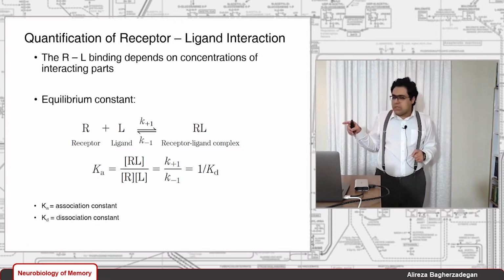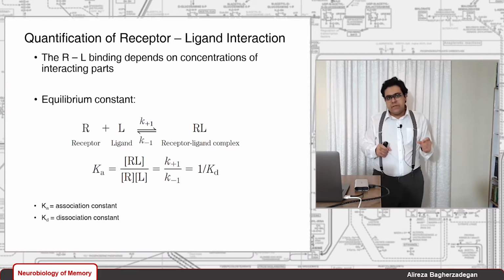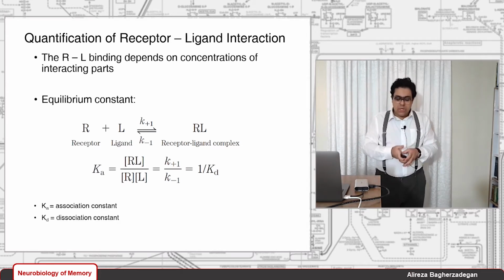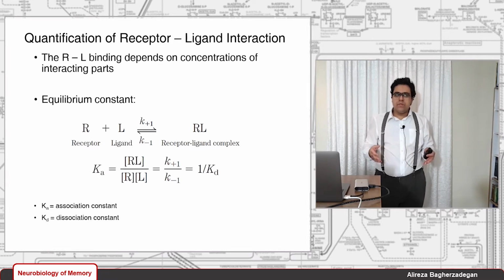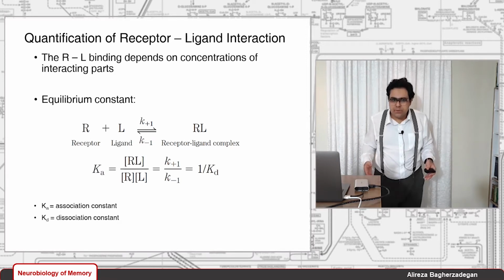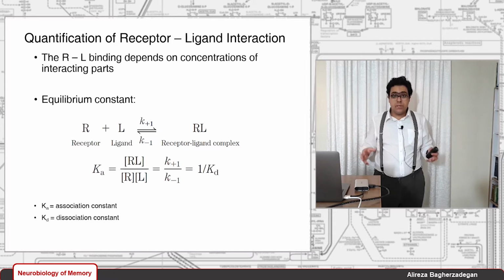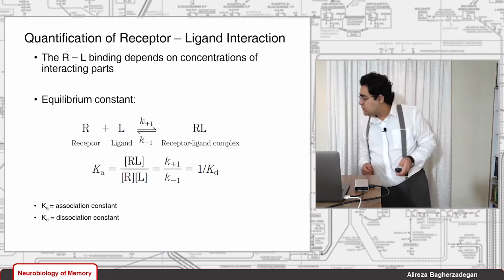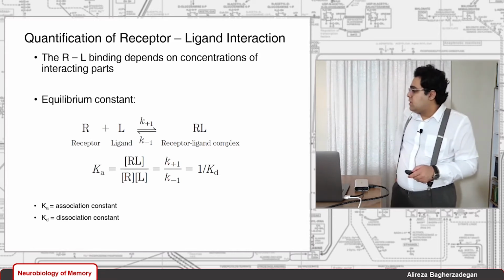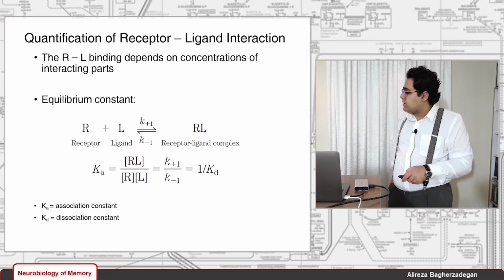Basically, these two constants are the measures of the affinity of a receptor for its ligand. So, for example, the lower the dissociation constant, the higher the affinity of a receptor for its ligand. For example, the dissociation constant for some hormones is 10 to the minus 9 or 10 to the minus 11. So it's very low. That means that hormones have very high affinity for their receptors. Okay, that was all I wanted to talk about, the quantification of receptor-ligand interactions.